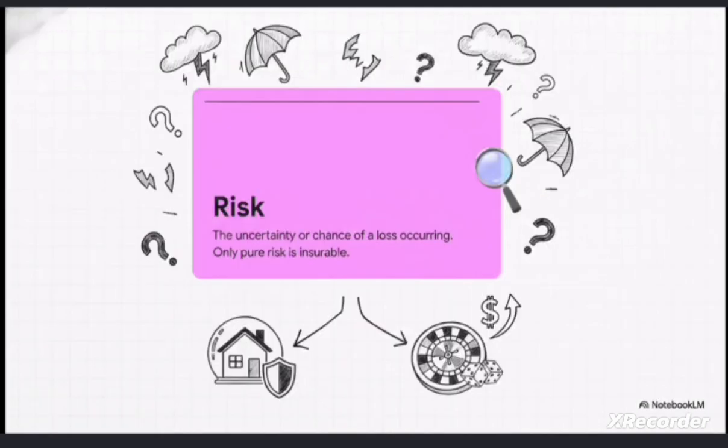So let's get a little more specific. What exactly is risk? Well, it's just the chance that something bad could happen. It's not the event itself, but the uncertainty, the what if. And insurance companies are really only interested in what we call pure risk. That means there's a chance you could lose something, but there's no way for you to gain from it.